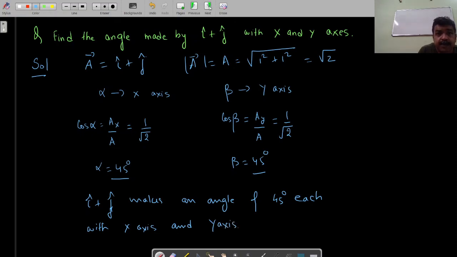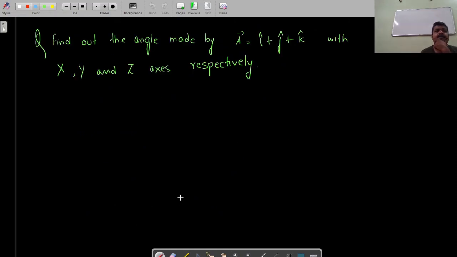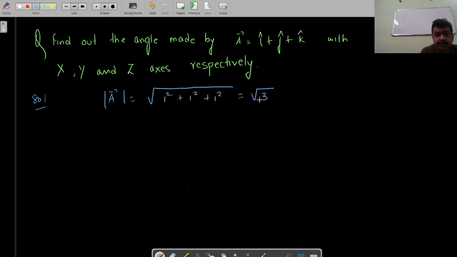Okay, now let us move to the next question. Find out the angle made by a vector a, i cap plus j cap plus k cap, with x, y, and z axis. I hope by now you will definitely be able to do this question. Modulus of a is square root of 1 square plus 1 square plus 1 square. So that is square root of 3.